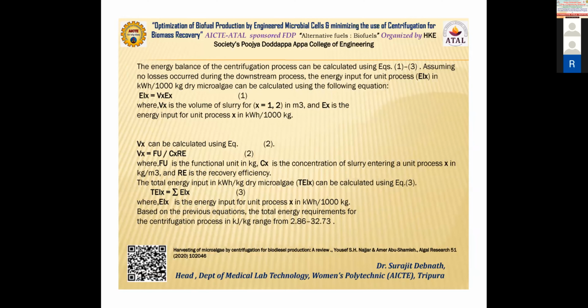As you can see here, the energy balance of the centrifugation process can be calculated using equations 1 to 3, assuming no loss occurred during the downstream process. The energy input for unit process, in kilowatt hour per 1000 kgs of dry microalgae, can be calculated using the following equation: ELX is equal to VX into EX, where VX is the volume of slurry for process X (1, 2, 3 and so on) in cubic meters, and EX is the energy input for unit process X, in kilowatt hour per 1000 kgs. So eventually you can calculate the energy investment needed to process 1000 kilos of biofuel coming directly from microalgae.